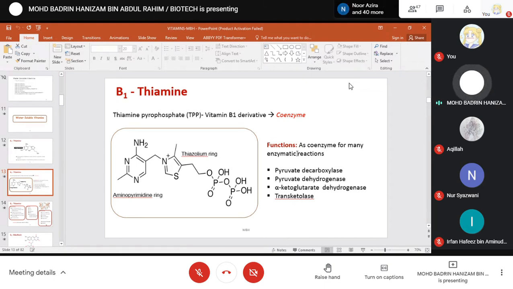You go back to your energy metabolism, your carbohydrate metabolism. You know what pyruvate carboxylase does. Pyruvate dehydrogenase, alpha ketoglutarate dehydrogenase, transketolase. So, because you already learned this, I want to call names to ask you what this is.